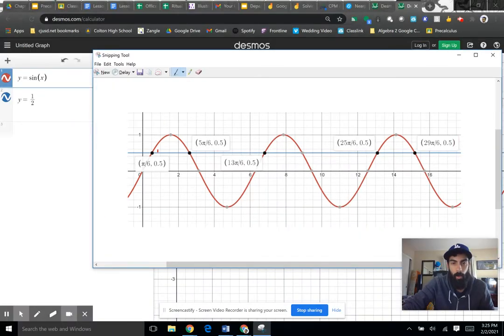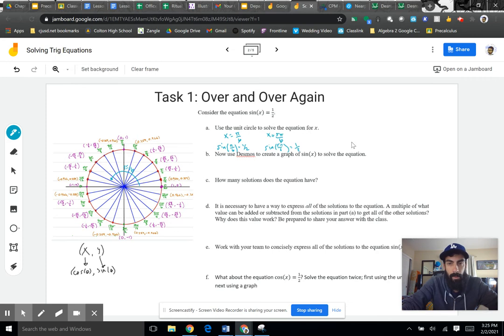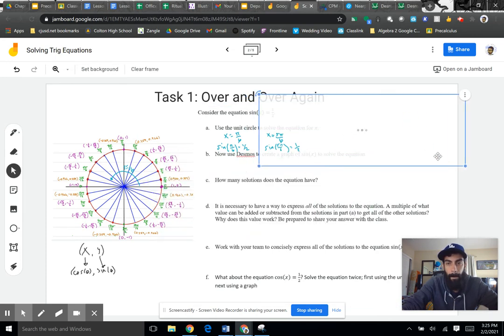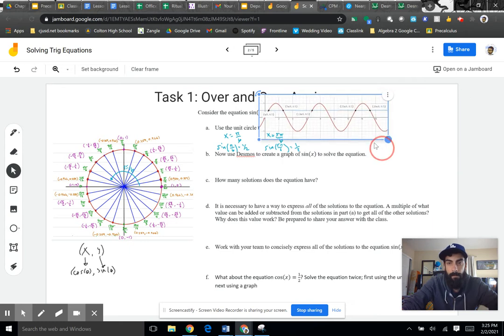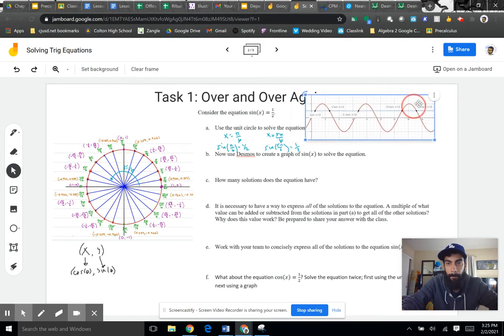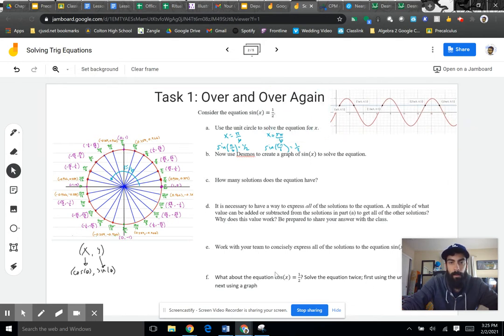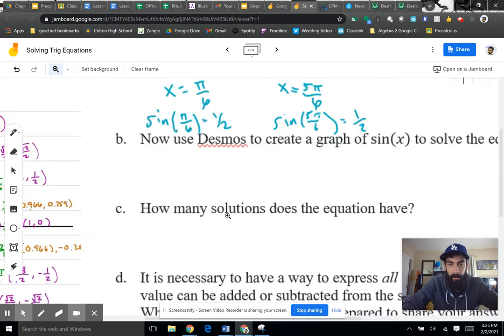Of course, there are more than this. We'll touch on that in a second. So just for the moment, let's put this graph up here, that way we can reference it as needed. All right, so we can see more of the solutions. Let's write those in. Of course, we have pi over 6 and 5 pi over 6.